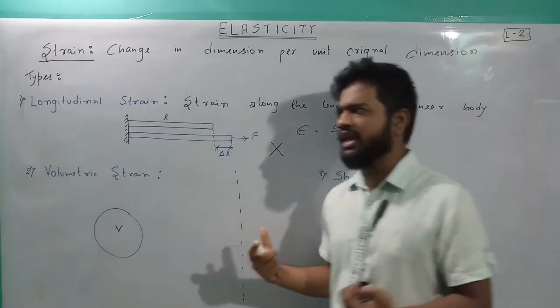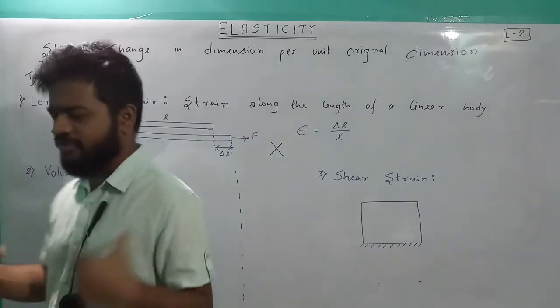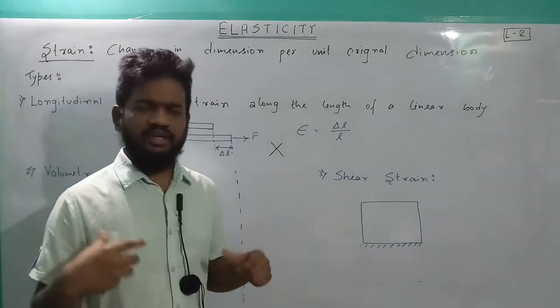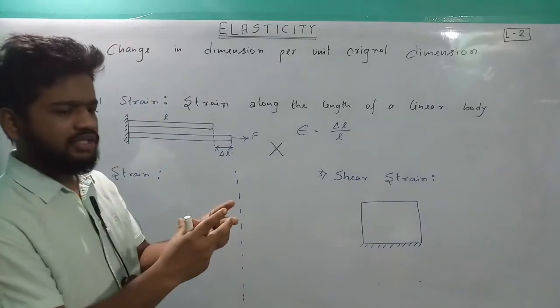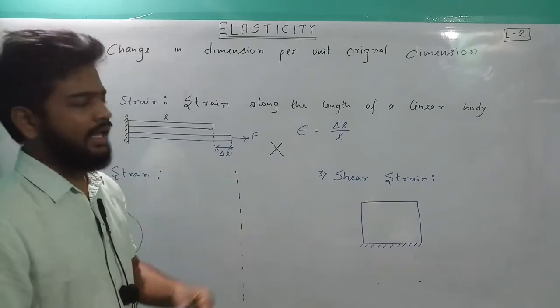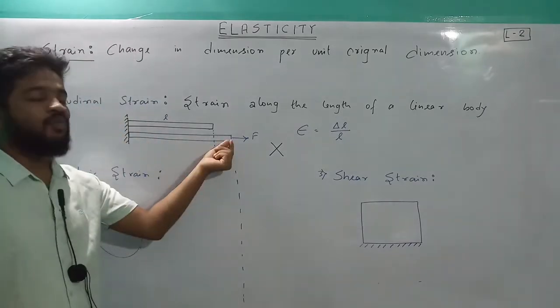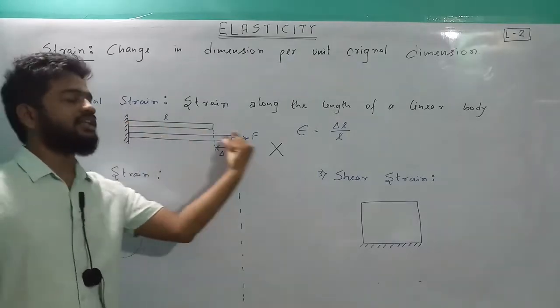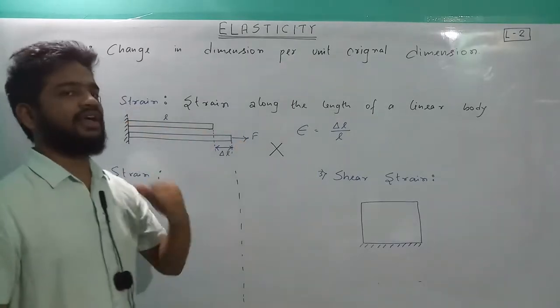So now we have a very brief idea about what strain is. Strain is basically change in original dimension divided by the original dimension. And here the dimension was what? Length. Why length? Because the body is a linear body. So length is the prominent factor here.